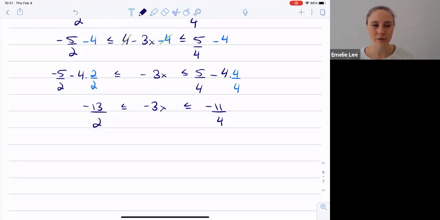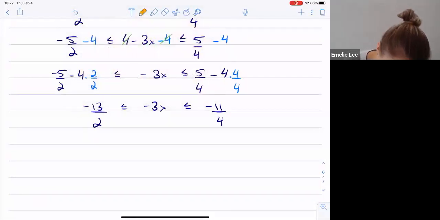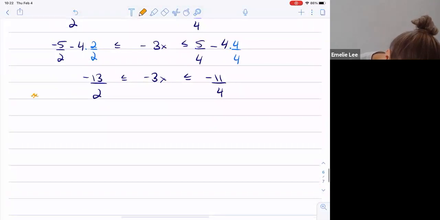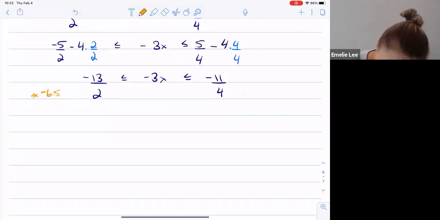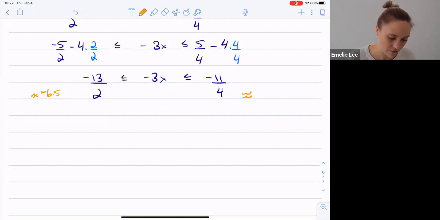Okay. What we should do, right? In terms of a number line, -13/2 should still be less than -11/4, right? So let's just make sure. When I do -13/2, that's -6.5. So here, I'm just gonna check my work, roughly -6.5. And this is roughly -11/4.